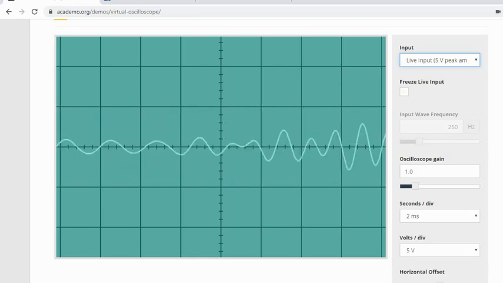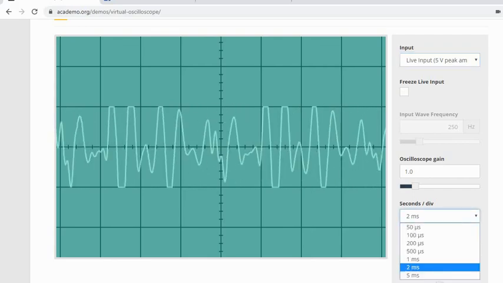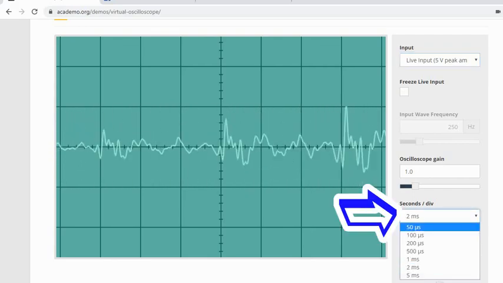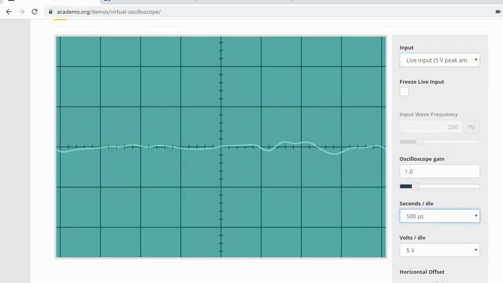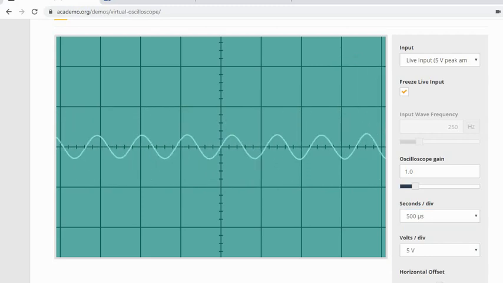Now, when I whistled, I noticed that the waves were really tight together. So I want to change my seconds division. I'm going to move that down maybe to 500 microseconds. I'm going to whistle again, and then I'm going to freeze the live input. There we go. So I have just captured the waveform for my whistle.